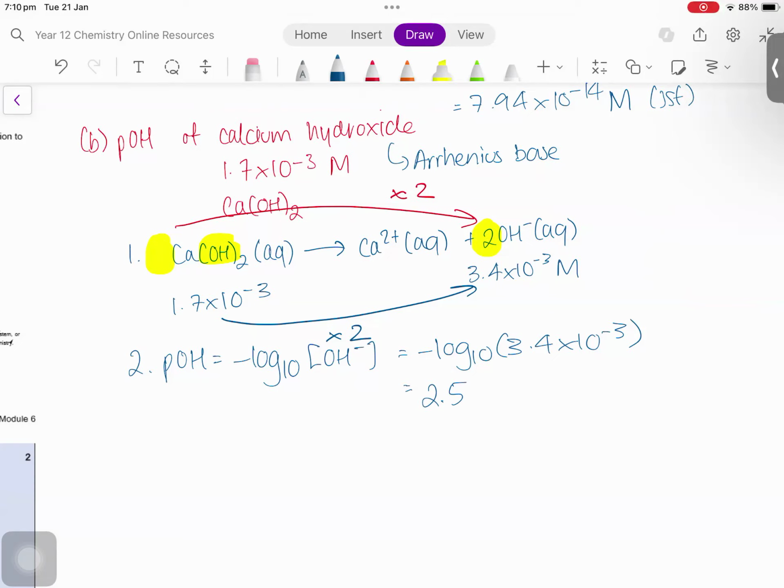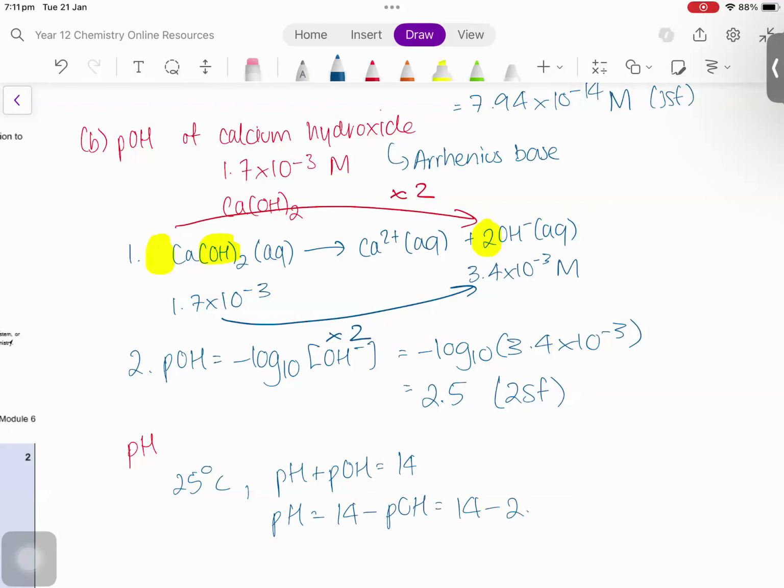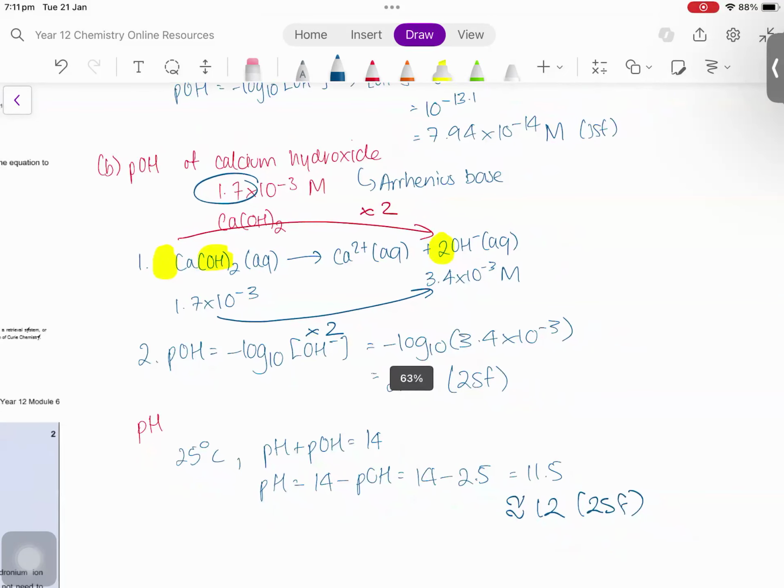pOH and pH have no units, so that's 2 sig figs. And then guys, just for a bit of practice again, if they ask you for pH, assume 25 degrees Celsius. It's going to be pH plus pOH is equal to 14. So pH is 14 minus pOH, which is 14 minus 2.5, which gives you 11.5. But the number I gave you in the question is 2 sig figs. So you need to round off to 2. That's going to be 12 to 2 sig figs. Okay.